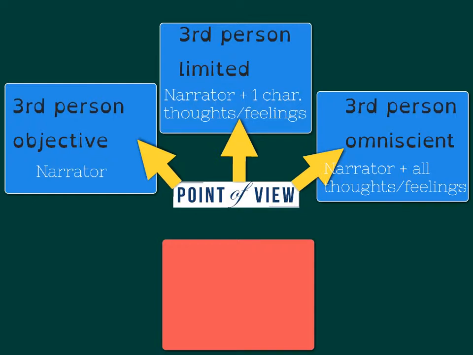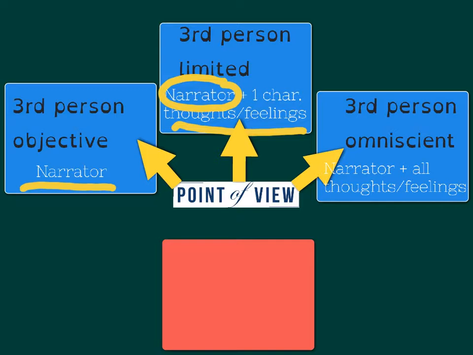So let's look at that a different way. Third person objective, we have a narrator. Just a narrator. We get the idea of what's going on, that's it. Third person limited, we still have that same narrator, but now we're getting the thoughts and feelings of one character. We get to see the inside workings of their brain, how they're thinking and feeling about the events that are going on, but just one character.